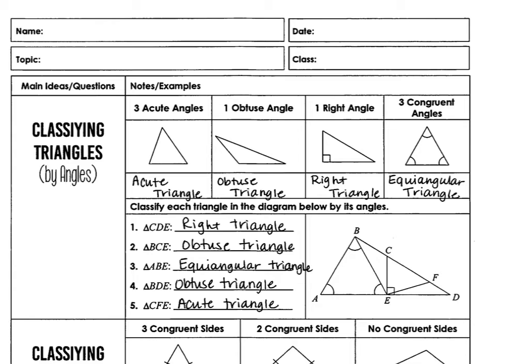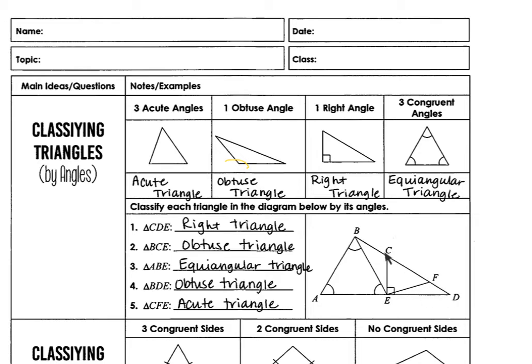So classifying by angles: an acute triangle, which has 3 acute angles; obtuse triangle, which is a triangle that has 1 obtuse angle; right triangle, triangle with 1 right angle; and if a triangle has 3 congruent angles, it is an equiangular triangle. So you can take a look here and review triangle CDE.